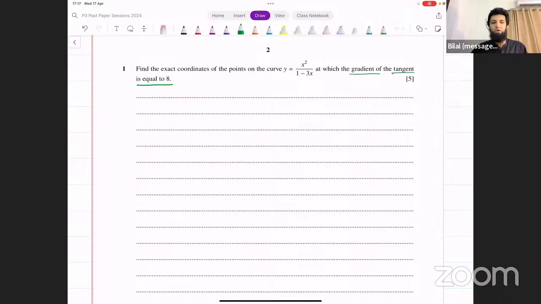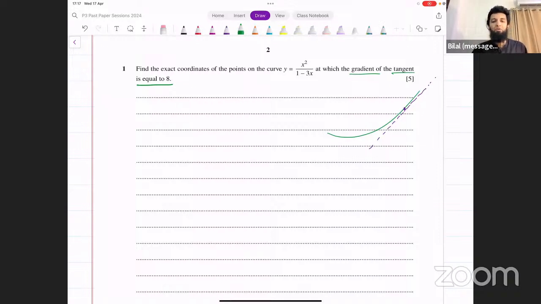We don't know what the shape of the curve looks like. Let's say it's a curve like this. There's some point at which it says the gradient is equal to 8. So let's say it's this point. The gradient of the tangent is equal to 8. Now, what does that mean? Gradient of the tangent at any particular point is the same as the gradient of the curve at that point. So all we have to do is put the gradient of the curve equal to 8 in order to find that point.